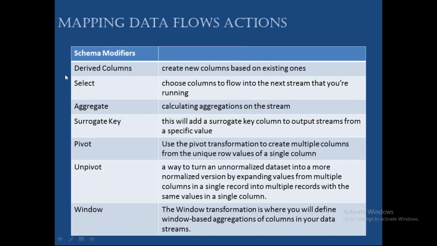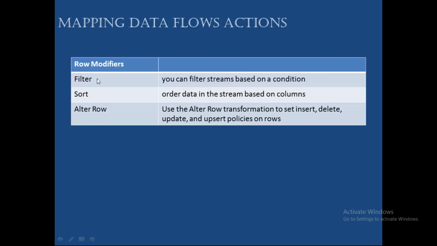Mapping data flow actions. We talked about derive column, select, aggregate, surrogate key, and window, but pivot and unpivot we have not discussed. We'll see them in future sessions. Next, mapping data flow actions: we talked about filter, sort, and alter. So we discussed these three things as well.